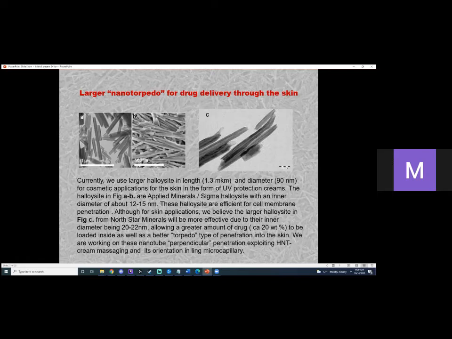That's the average halocyte. These halocytes, we believe, are efficient for cell membrane penetration because they are smaller, but we have larger halocyte for skin application, which we can see in figure C from North Star Minerals, which we believe will be more effective due to their inner diameter being around 20 to 22 nanometers, allowing a greater amount of drug to be loaded inside and a better type of torpedo penetration into the skin.